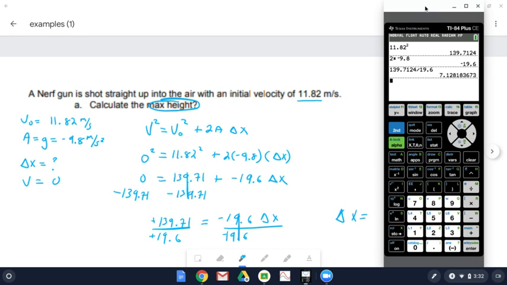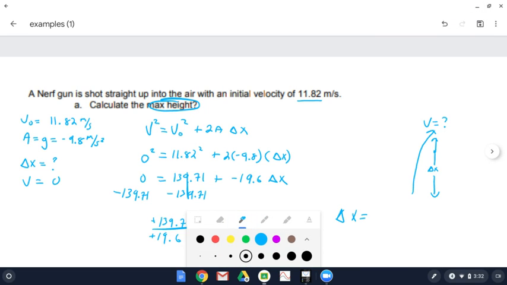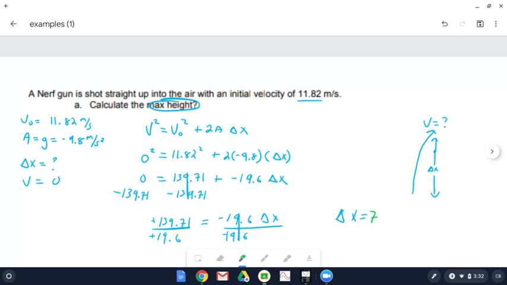I got 7.13. All right, nice. So 7.13 meters off the ground. This is in fact positive because it is going up.